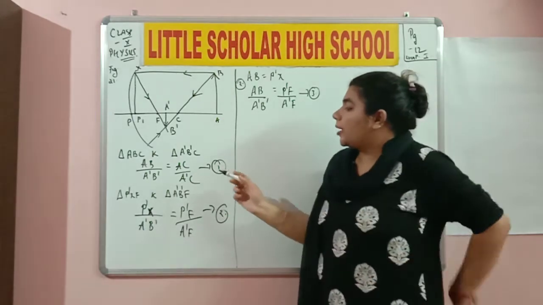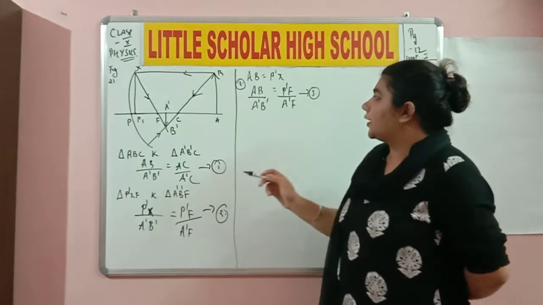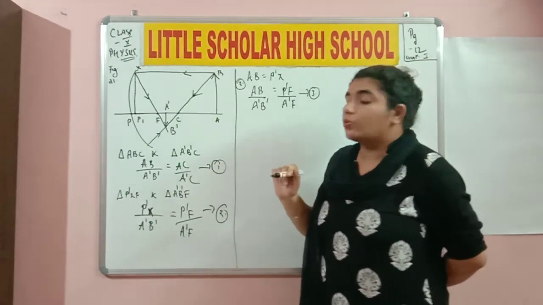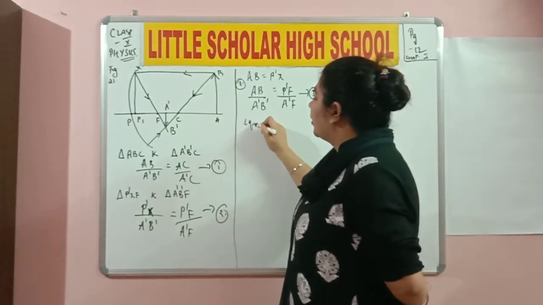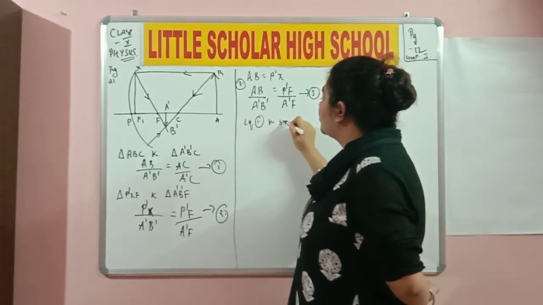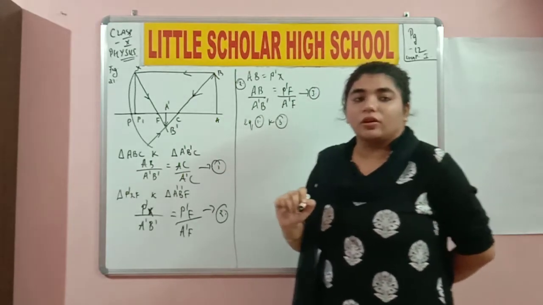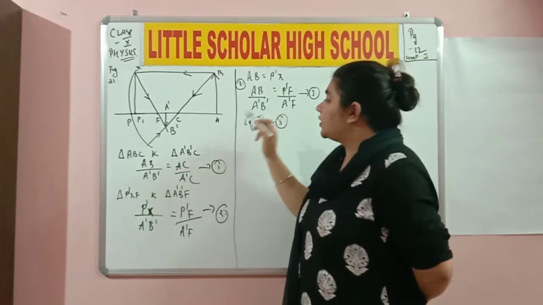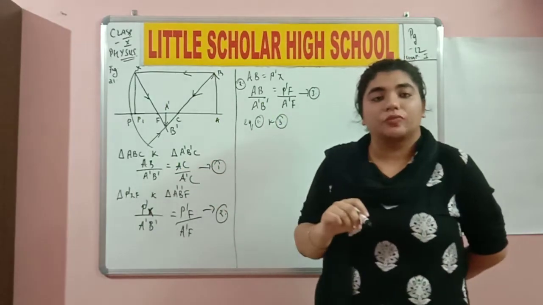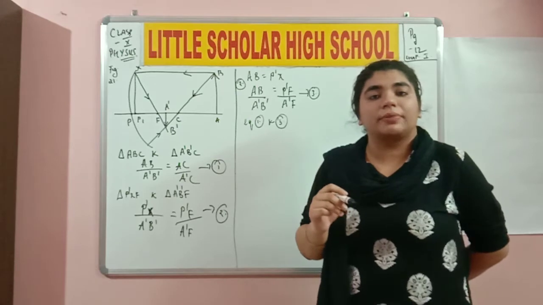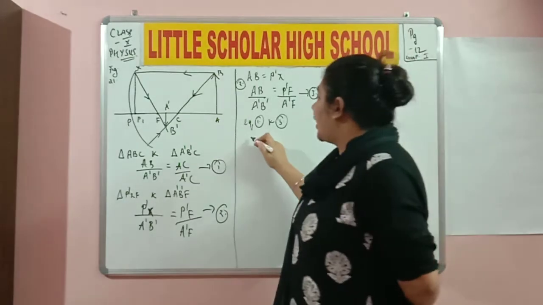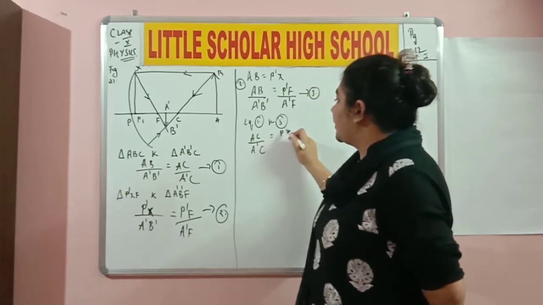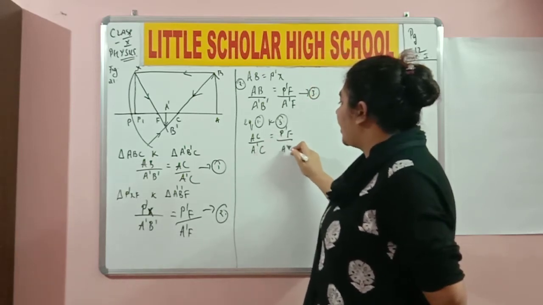Now look at this. Compare equation 1 and equation 3. Can you see that the LHS of both the equations are the same over here? So I am taking equation 1 and equation 3 and comparing them. Once I compare them, what do I conclude? That the LHS of these two equations is absolutely the same. If LHS is the same, the RHS can be equated. So I write AC by A dash C is equal to P dash F by A dash F.